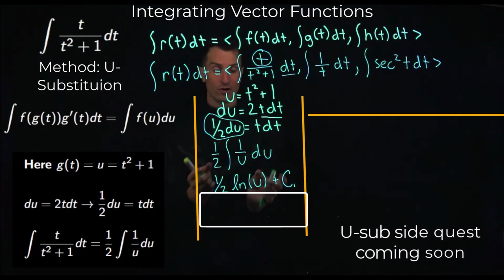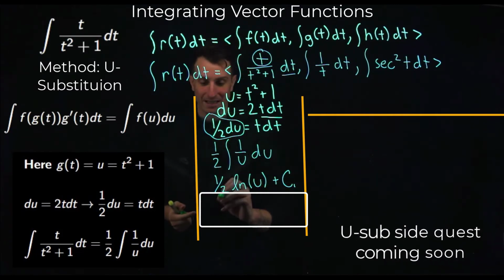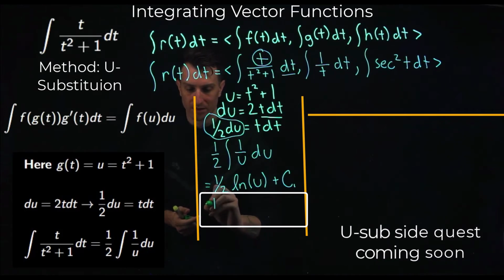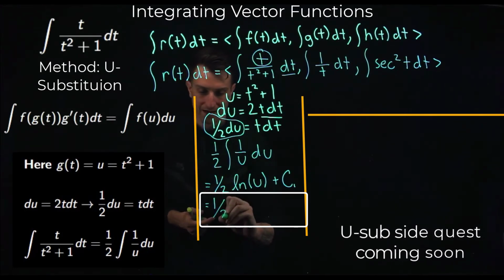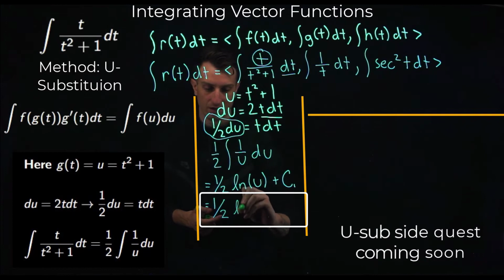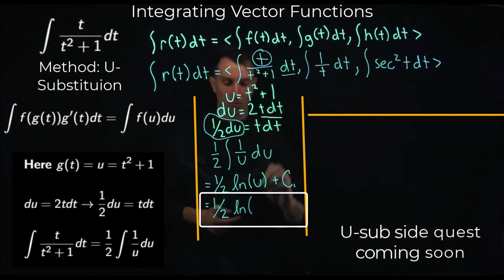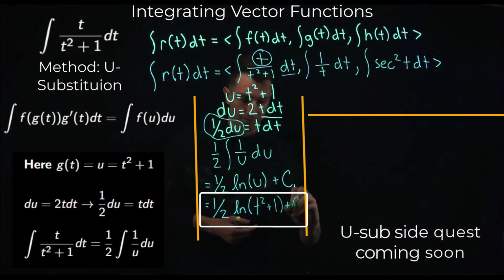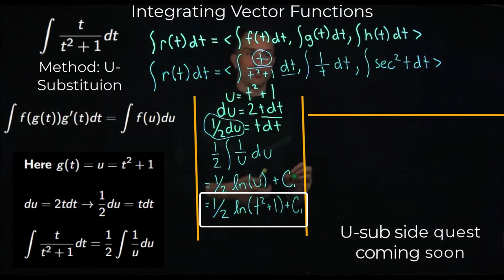Okay, and we don't want to get stuck in u land. We were in t land, we went to u, now we want to go back to t. So we have 1/2 natural log of, well, what did u equal here in our case? t squared plus 1, plus c. So that is our first one.